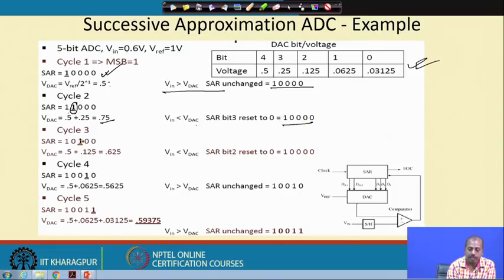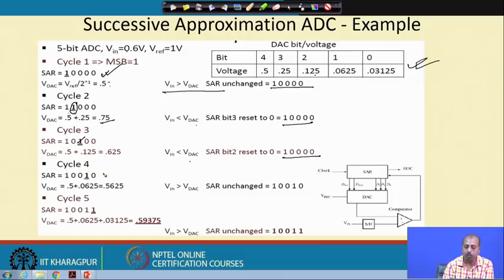Then we come to the third bit. The third bit is turned 1 and the third bit's contribution is 0.125. So, 0.125 is added, so it becomes 0.625. Again, Vin happens to be less than VDAC, so this bit will be reset. So, we again remain at this position.